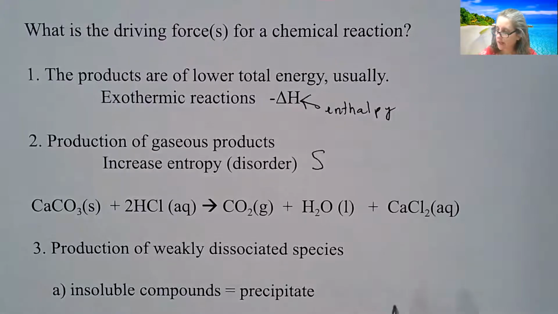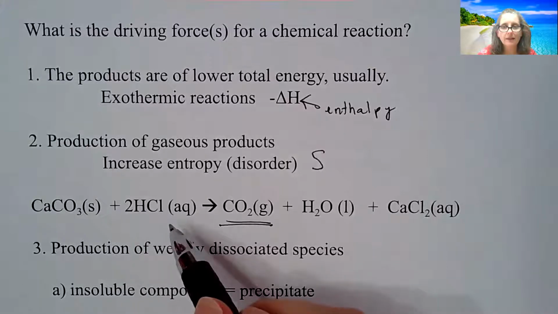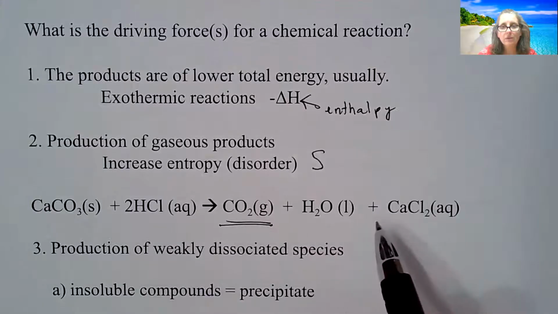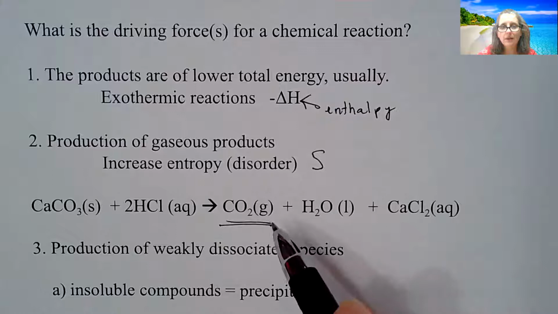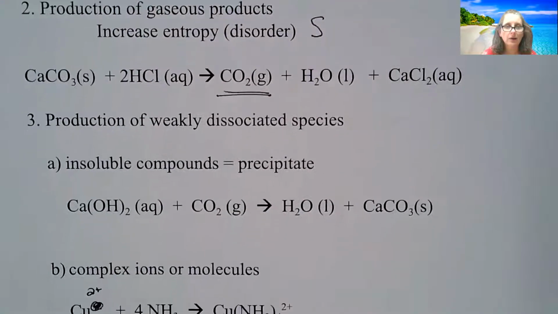So here I have the production of a gas from a solid and an aqueous system. So I have more disorder because of that, also because I have three things on the right-hand side. So anytime you are producing a gas, that's going to be something that does go to product.